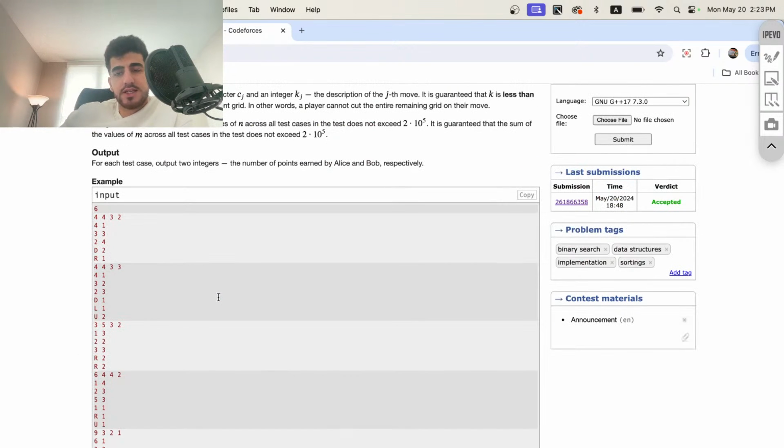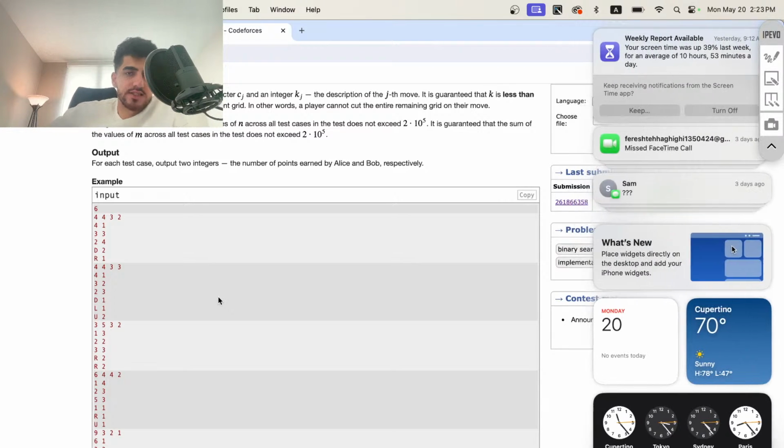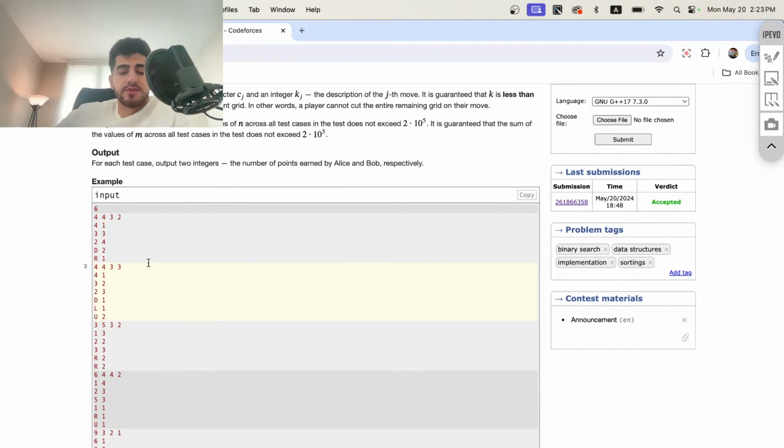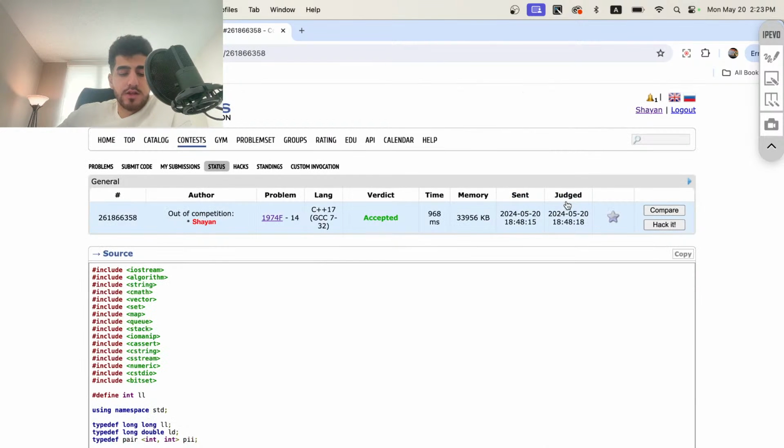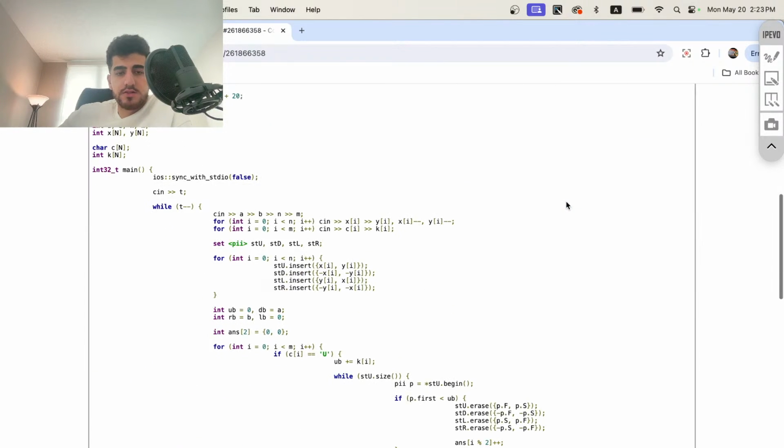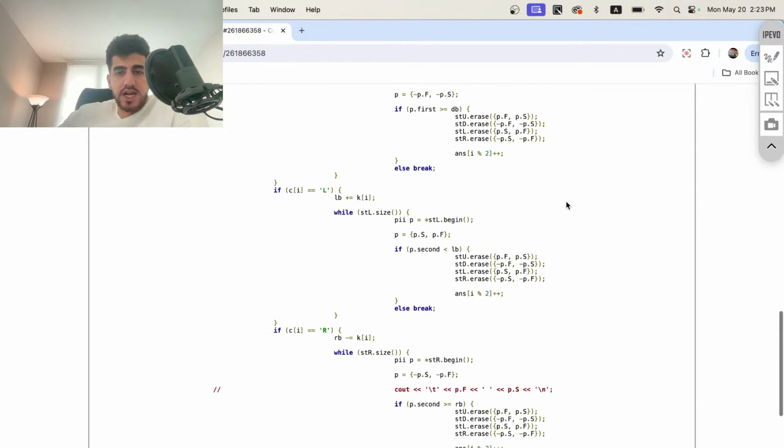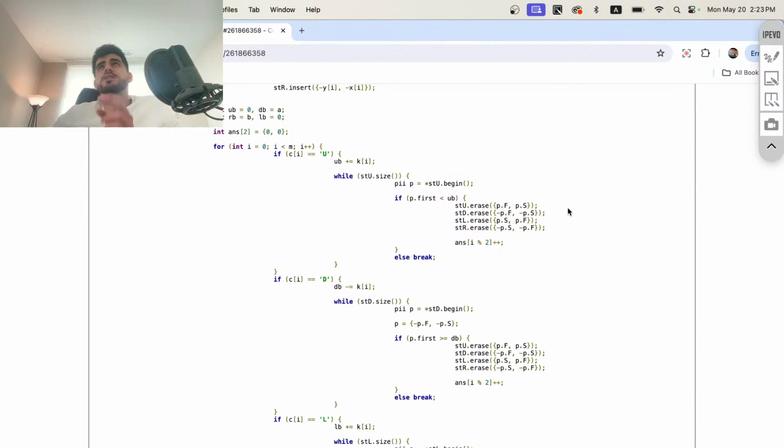Does this make sense? Yeah, you could also use that. That's a very good point. We could also do that, and we could just have 2 sets and just use end or r begin to access the last one. That could also work. Yeah.